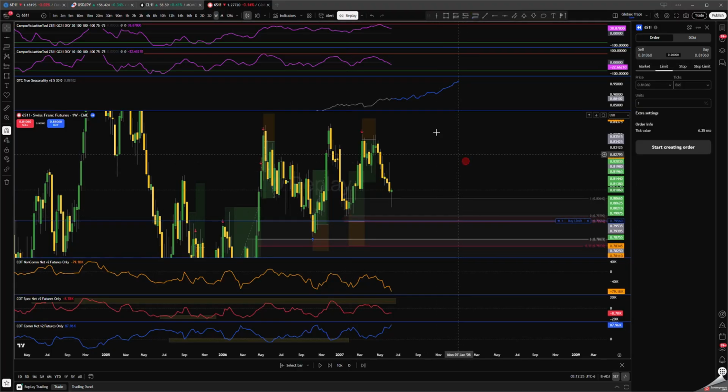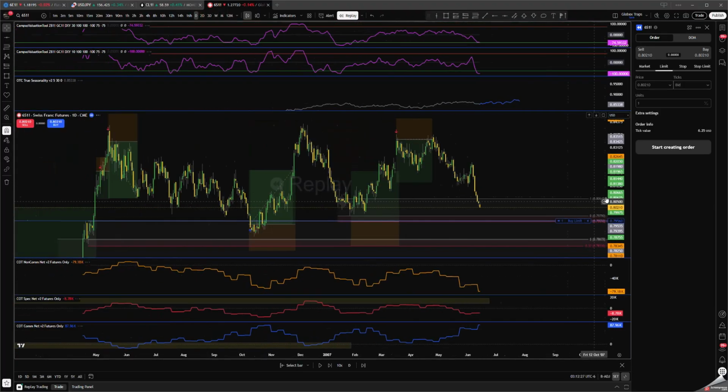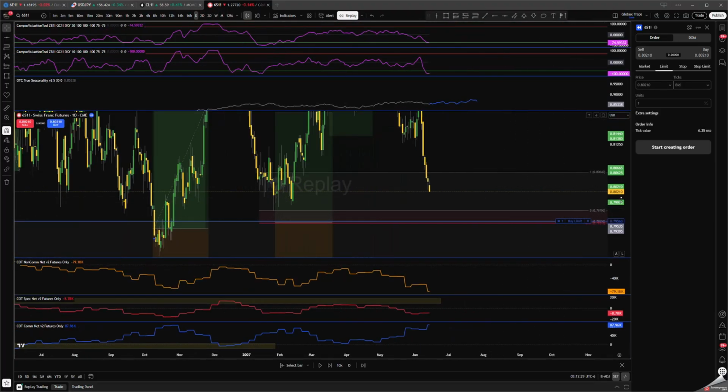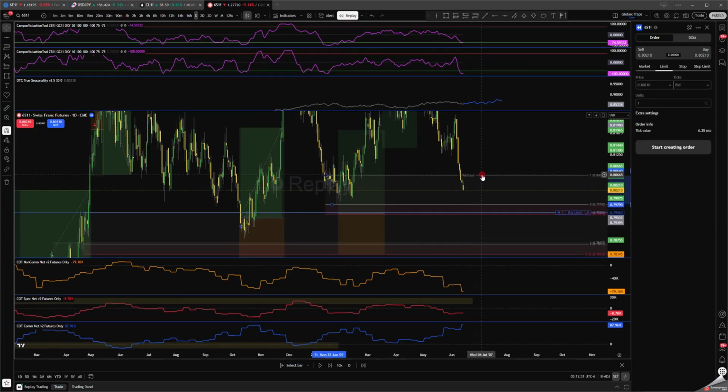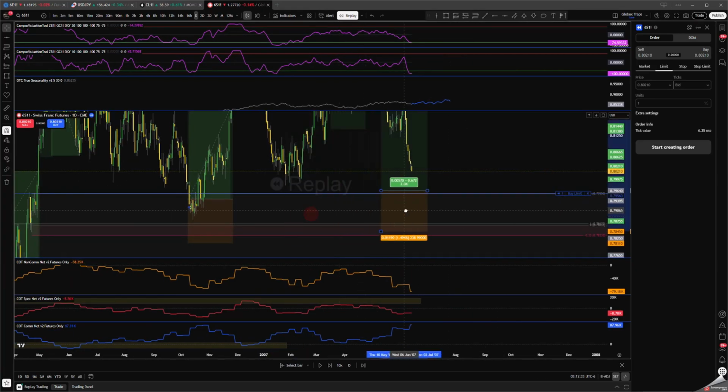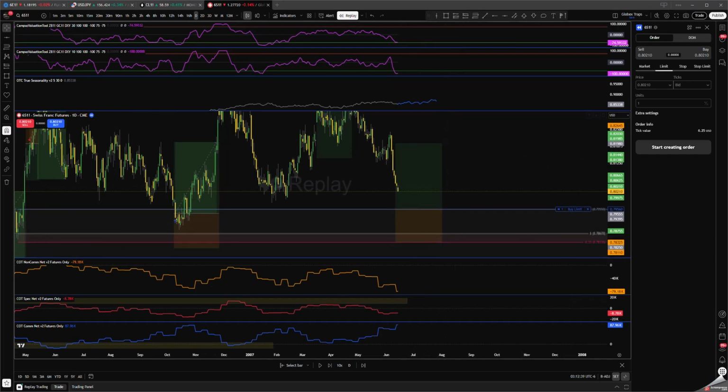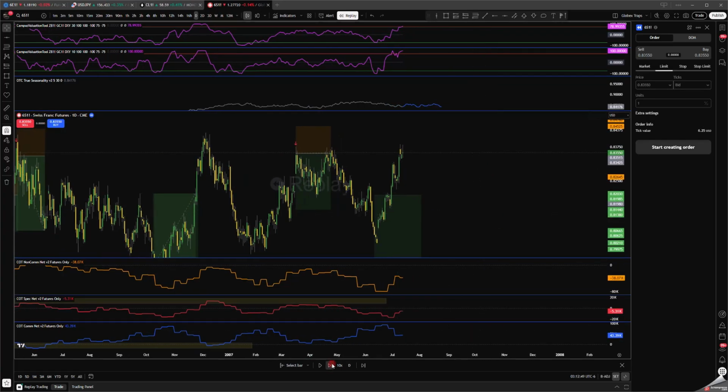Let me check if there's any demand zone here. There's not. So we would time the market like this again, of course, if price comes down. It never came to our zones.